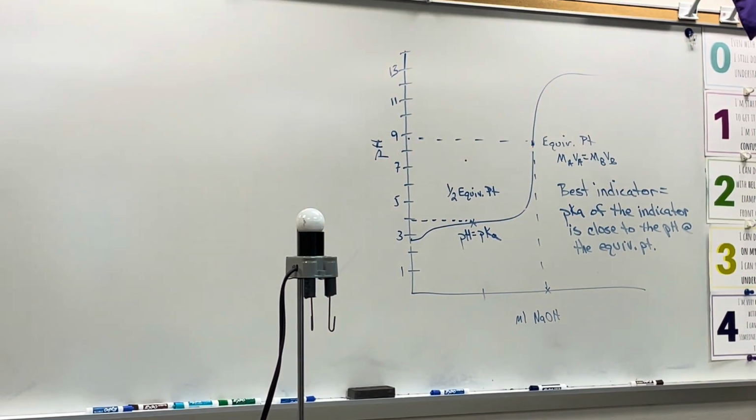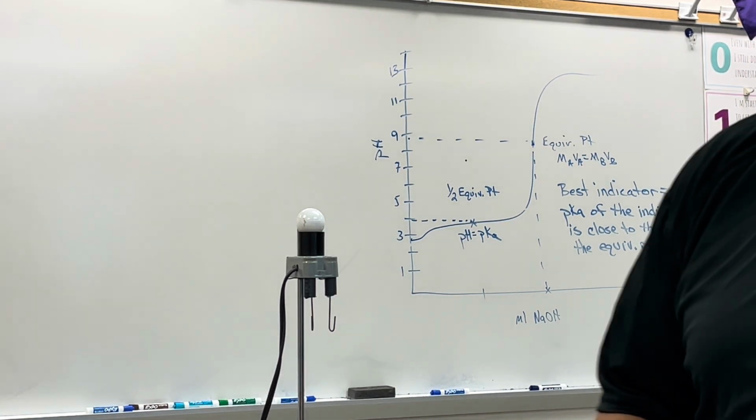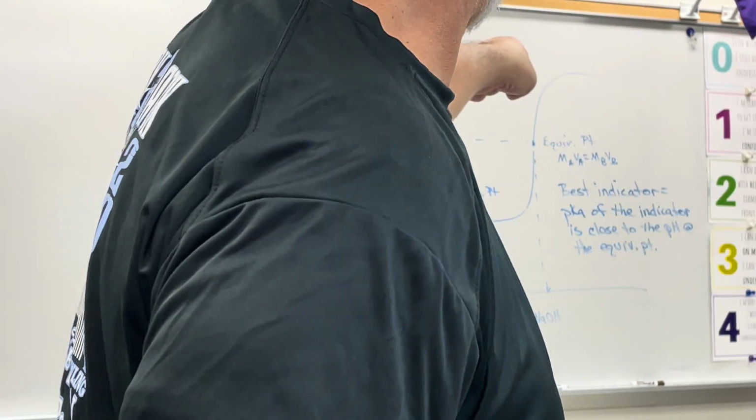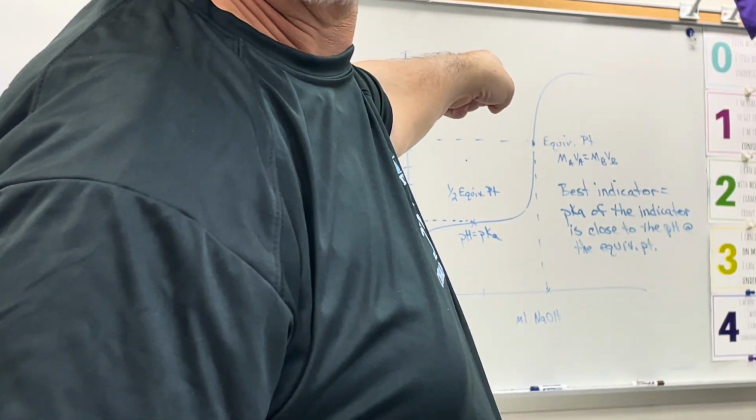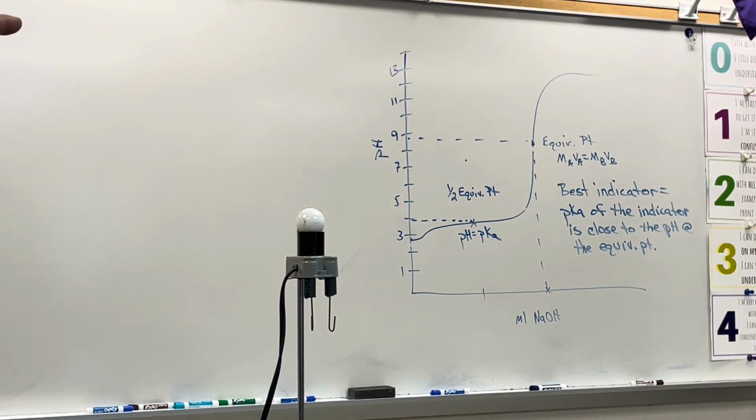It's the pH at the equivalence point. So this one would be 8.8, and that's the pH of the solution. Now, there's really no acid left. It's now just going to be the salt. But the pH of the solution at the equivalence point, as you're going through, okay? So where MAVA equals MBVB, whatever the pH is at that point, that's what you want.